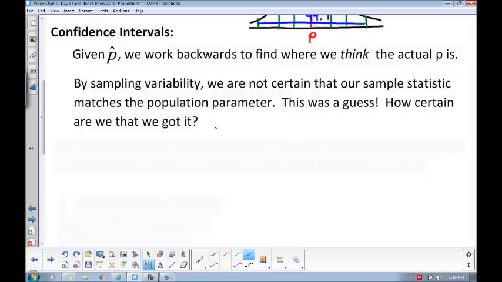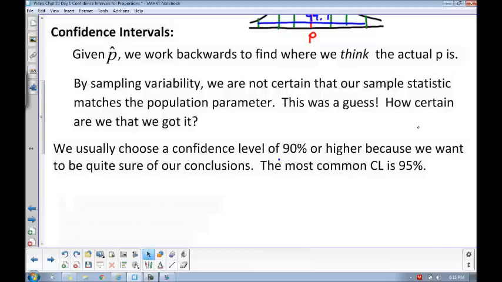Now this is huge. Sampling variability, the fact that my samples will change from one to the other, we cannot be certain that our sample statistic matches the population parameter. It was a guess. And so we have to talk about how certain we are about my guess. How confident am I in my guess? And to do that, we use a confidence level.